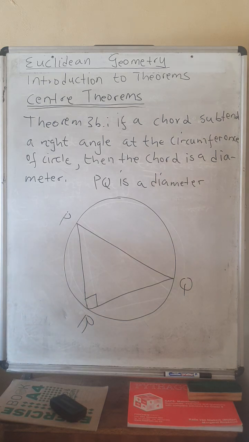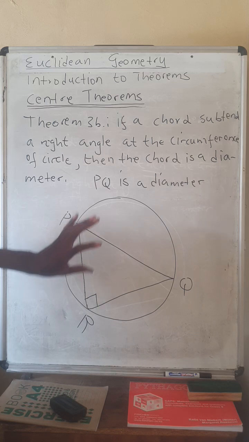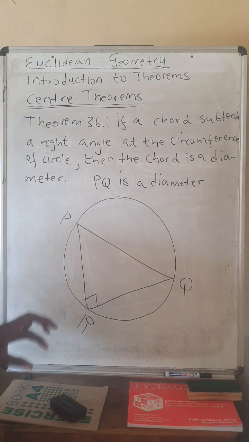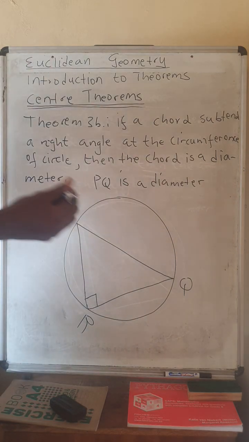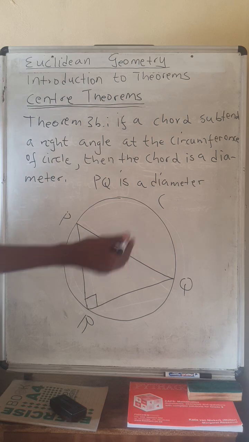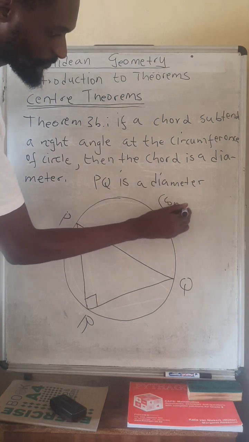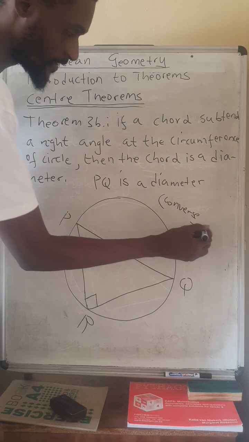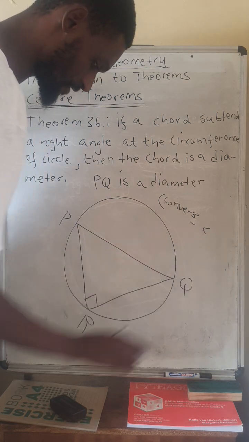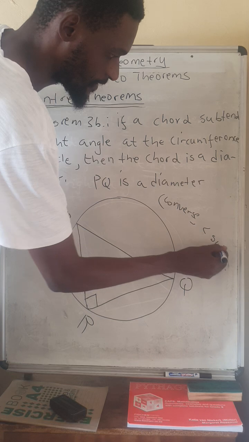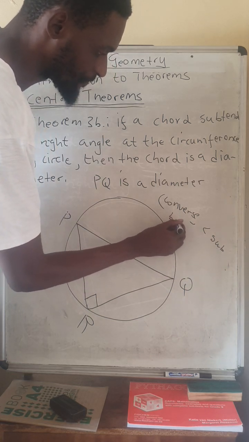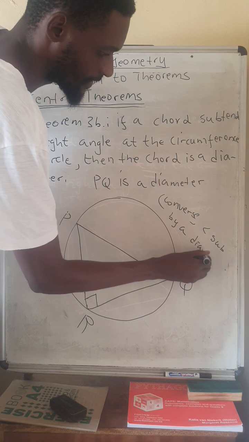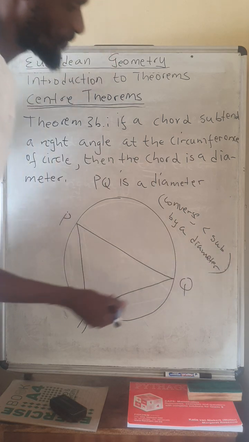But I will create a lesson where we'll be talking strictly about reasons, more especially where you have to use the converse of the theorem. For now I'm very tired. I don't think I can emphasize on this one. But the reason for this one for now, you just need to say: converse, angle subtended by a diameter. There are still other reasons we use for these things, but we'll talk about that.